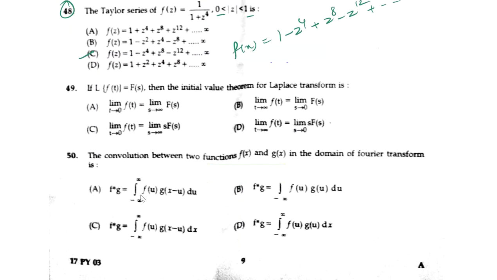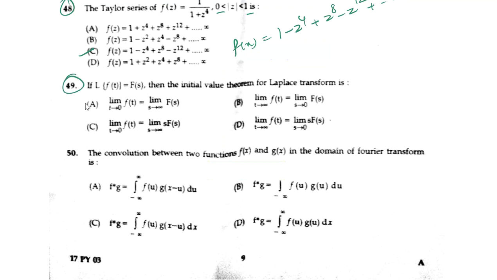And next question here is from the Laplace transformation. Now if the Laplace transformation of f of t is equal to F of s, then the initial value theorem: remember here, in the initial value theorem t is going to 0, so that s is going to infinity. In the final value theorem, t is going to infinity and s is going to 0. So based on this, limit of f of t as t tends to 0 is equal to limit of s tends to infinity s into F of s. So this is our initial value theorem.